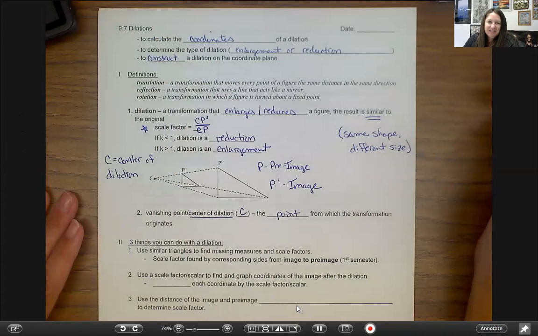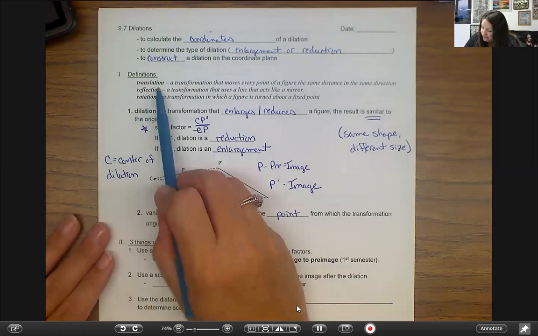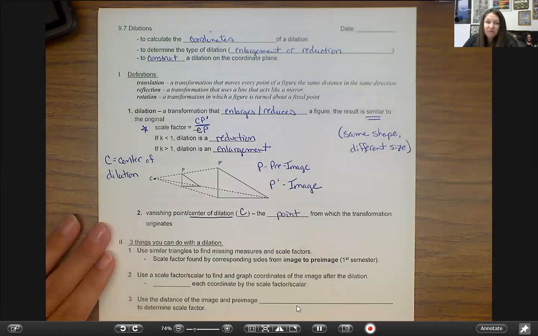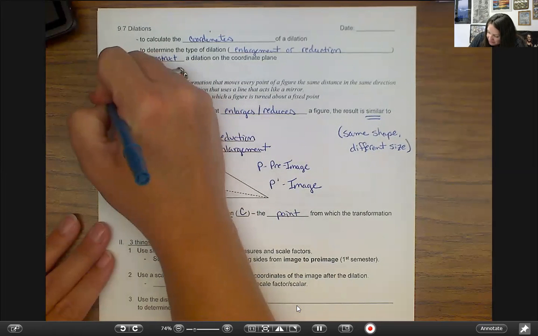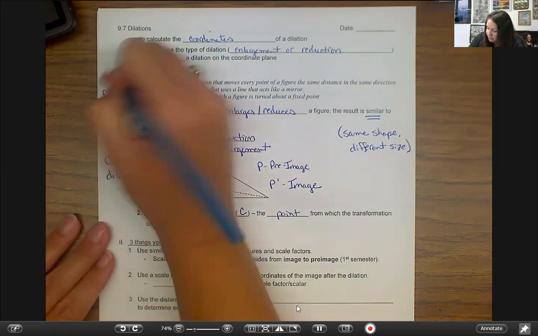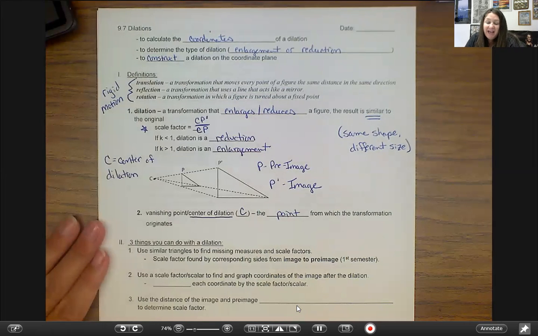Okay, so a couple of things to keep in mind. The transformations that we have looked at so far are your translations, reflections, and rotations. Each of these is what we consider to be a rigid motion. The shape has to stay the exact same size. It has to stay congruent between its pre-image and image. That does not occur with a dilation.